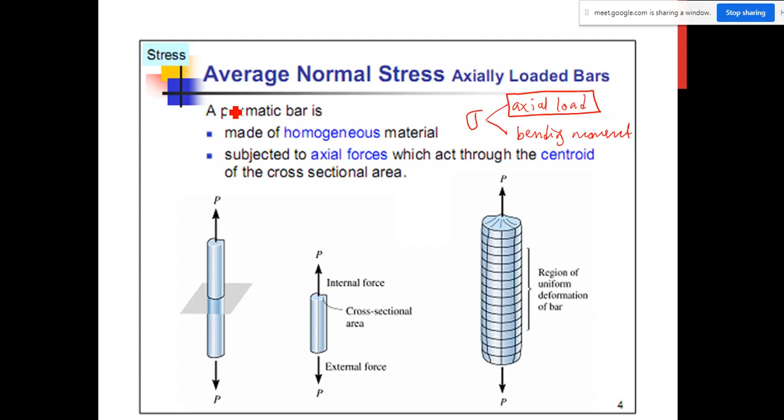This is an example of a member subjected to a load P. If you look here, P is at 90 degrees with respect to the cross-section area. This is what we call an axial load. When the material is subjected to the axial load, the stress, which is the normal stress, will be developed.